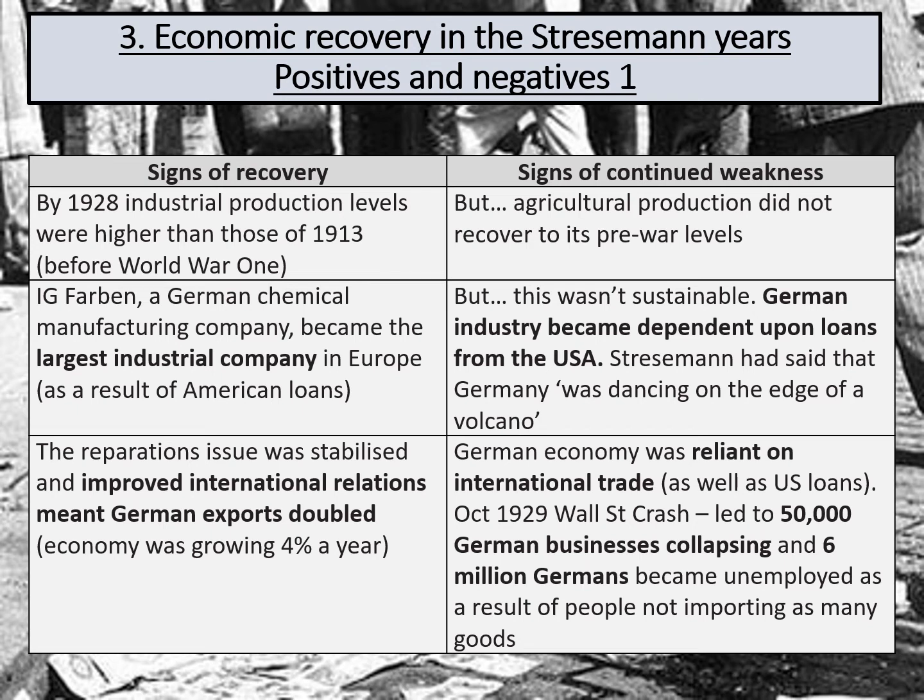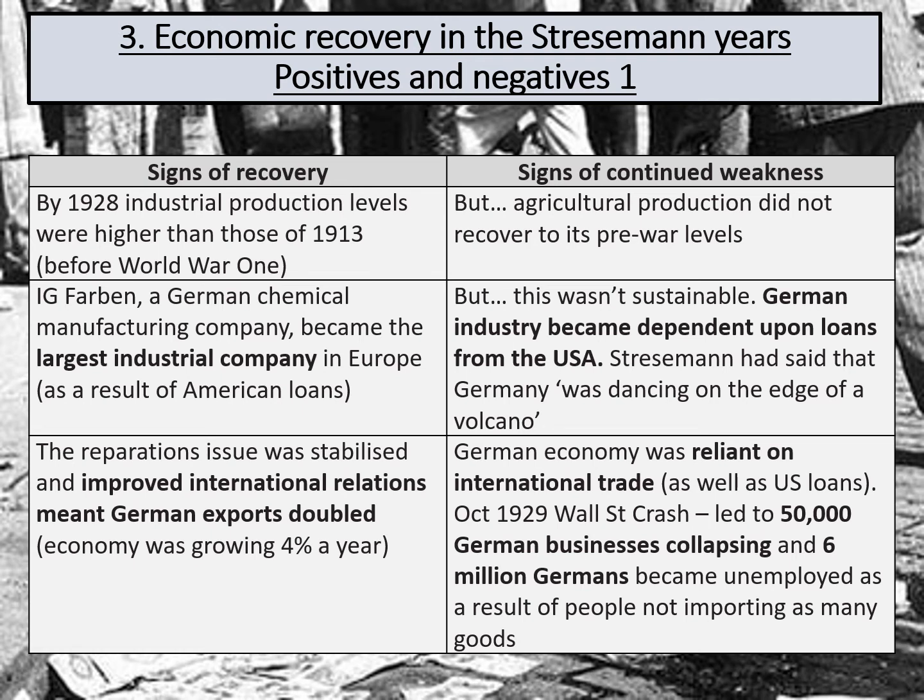The reparations issue was stabilised. This is another good thing, and it improved international relations. Exports doubled because Germany was now having good relationships with its neighbours in Europe and further afield. More orders came in because the factories were expanding and getting a good reputation. The economy was growing at a really healthy 4% a year. So what that meant was that, yes, people had more faith in German companies, there was more employment, and because reparations were now kind of being sorted, everything seemed on the surface to be okay.